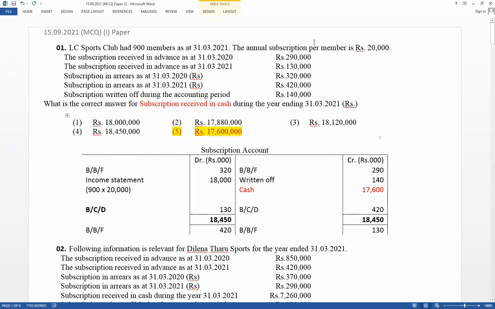Based on accrual concepts, whether cash is received or not, the value for the year should be considered as income. Very important, it has given number of members and membership fee. Think how to calculate subscription income for the year. You have to apply accrual concepts. Cash received or not, the value for the year should be considered as income.